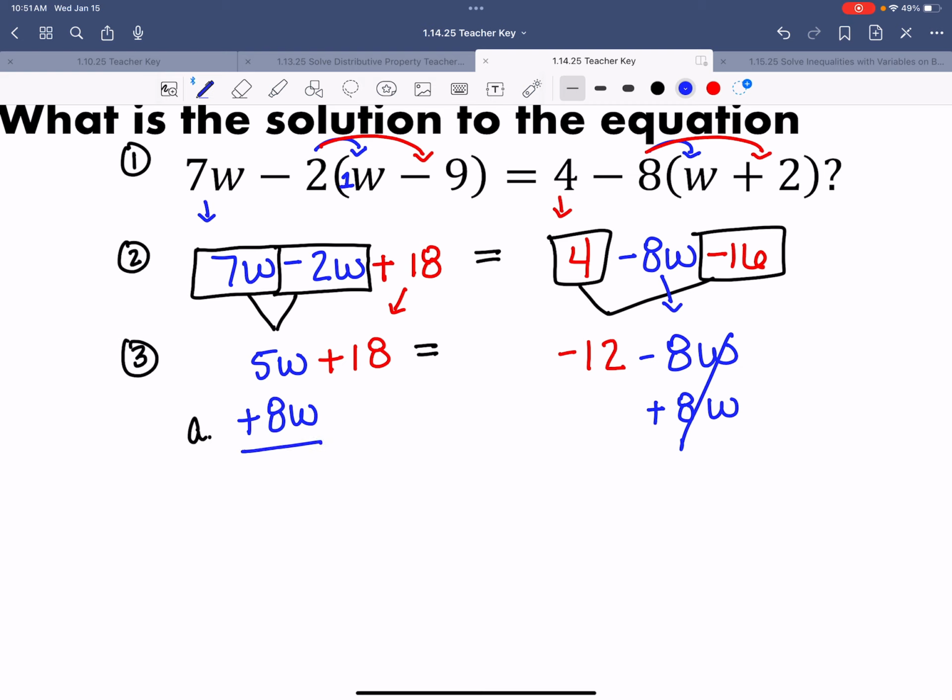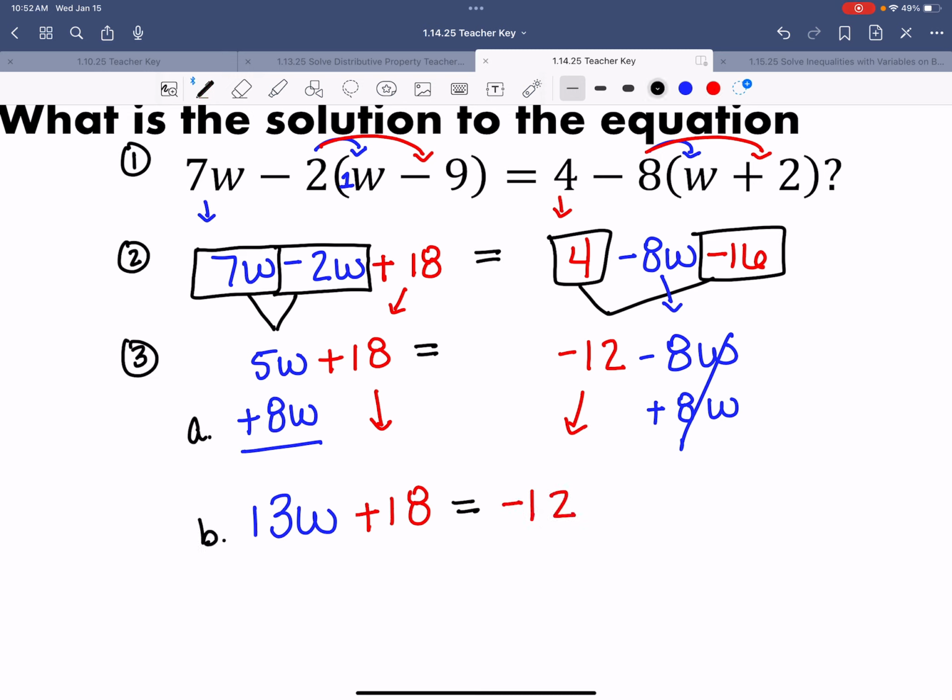So then 5 plus 8 is going to be 13W. And I bring down what I didn't use. This is 18. This is equals. And then I didn't use the -12, so I bring it down.